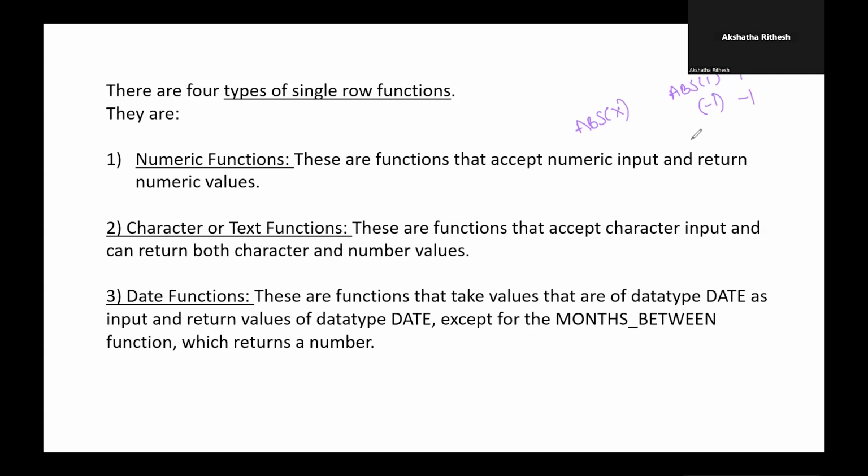Similarly, ceiling is another function, which is also a numeric function, ceiling of x. Suppose I have 2.3, then this will return 3. It will take the ceiling value. Suppose I have 2.9, it will still return 3. So this is nothing but your ceiling value.